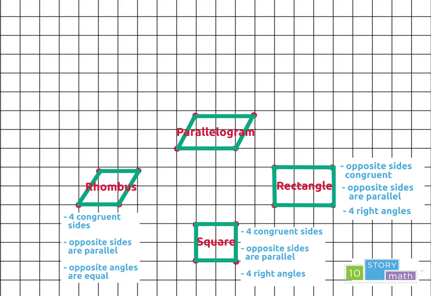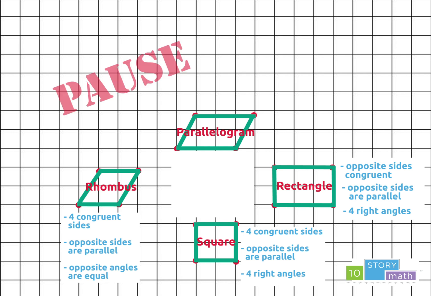We can figure out its properties by comparing it to a rhombus and a rectangle. Review the properties list for the rhombus and the rectangle. Can you find 3 properties that describe a parallelogram? Pause the video and try it out. Then press play to check your work.